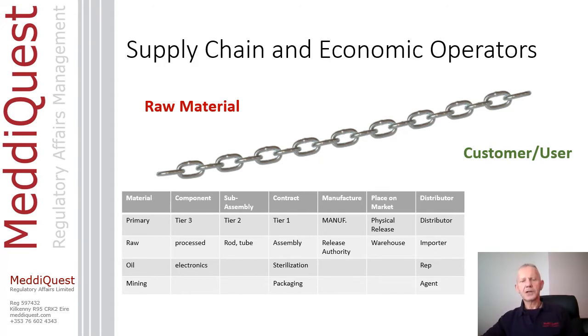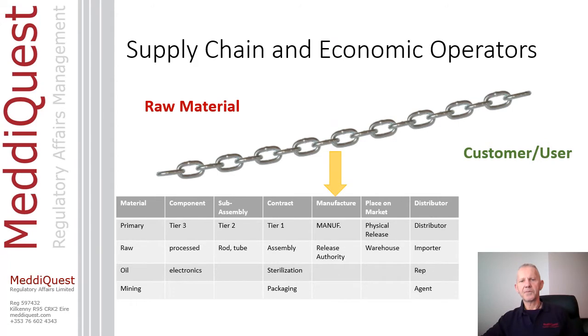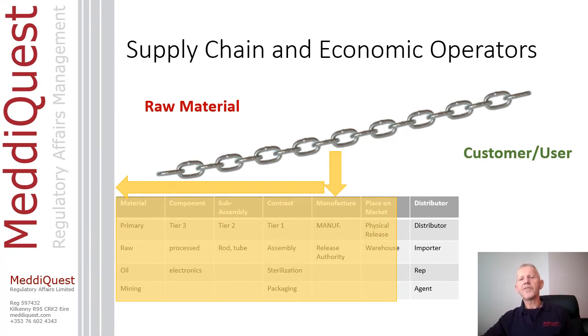Now, because a medical device doesn't become a medical device until it's manufactured, we really start our consideration at the manufacturer. So the manufacturer is an economic operator, but they're a key economic operator, and we'll discuss them somewhere else. By economic operators, we're really looking at the people further on down the supply chain after the manufacturer. So we forget about the role of the manufacturer and the early stages. We're looking at the distributors, importers, representatives, and agents.